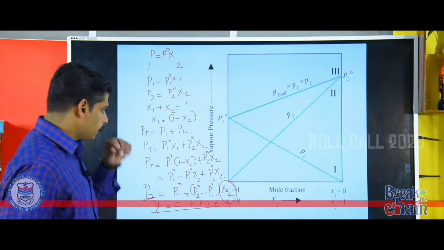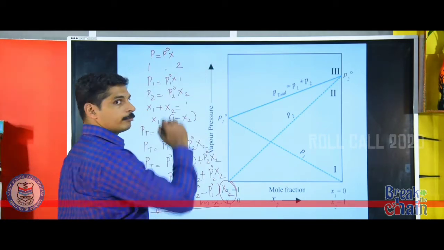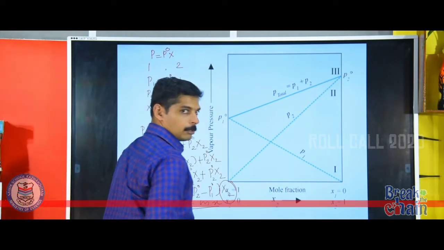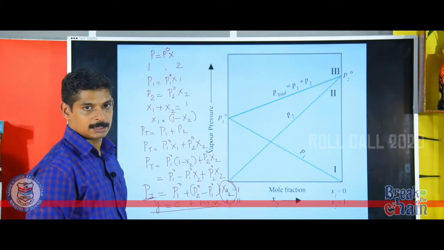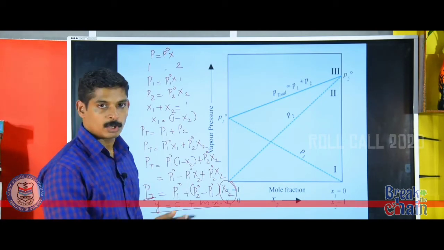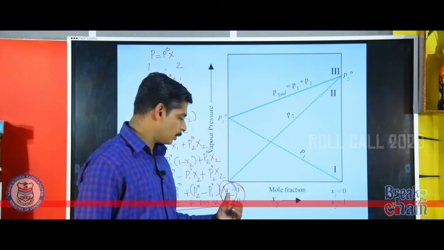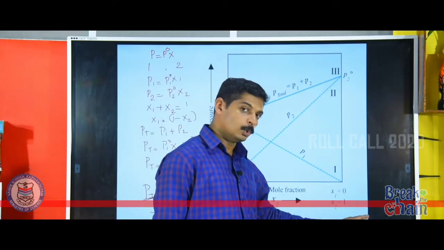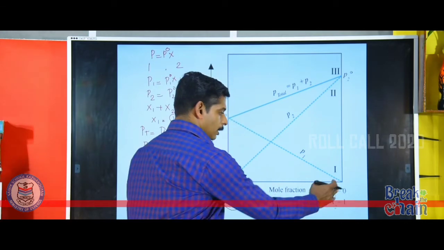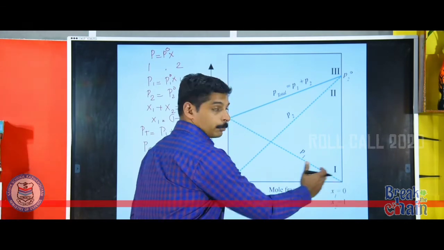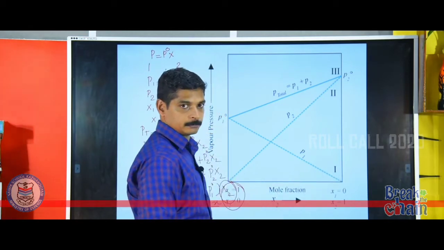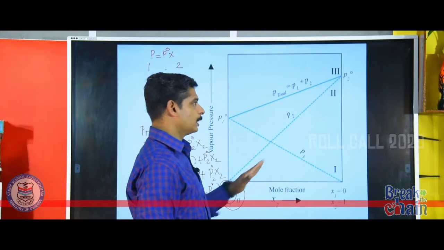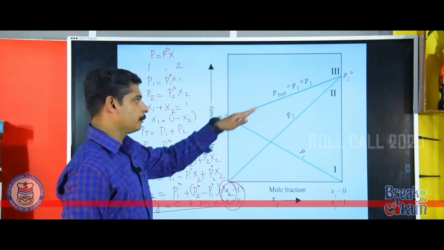Here you can see we are taking the vapor pressure of the component along the y-axis and the mole fraction of the component along the x-axis. Here I have plotted both the solute and solvent together. Here you have component 1 present in the pure form, and here you have component 2 present in the pure form. So when you mix them together at different proportions, it forms a solution. Now from this graph you can see you are getting a straight line graph, and what is P total equal to?